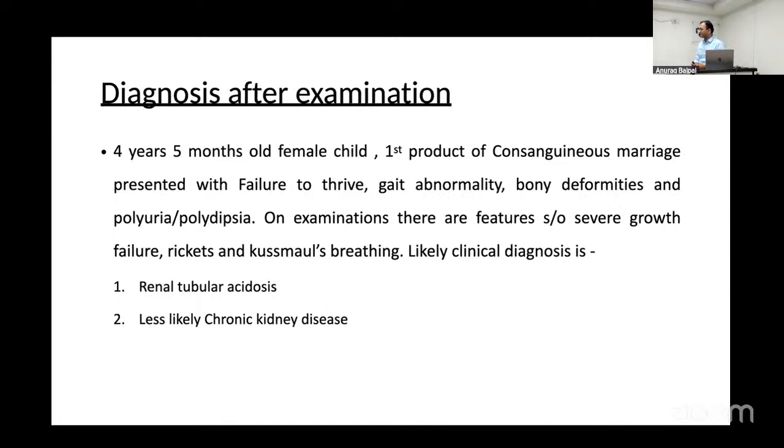You can be, of course, not 100% sure, but this looks like a distal RTA. So if you really look into most cases that come like this, you will be able to make a diagnosis. Then only you should look at biochemistry. So whenever you see the case for the first time, do not look at the reports. Look at the child first, because otherwise you will get unnecessarily biased in that regard.